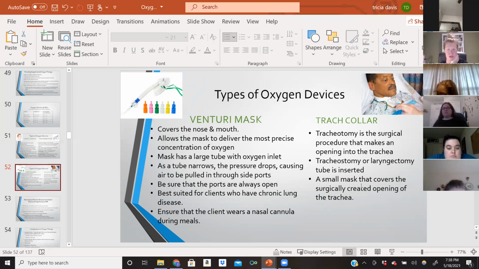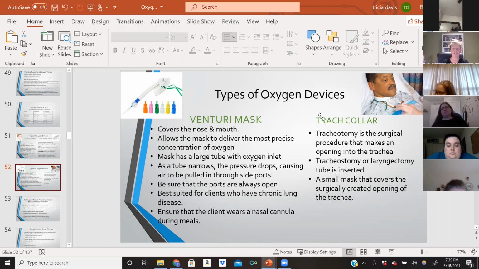It has a large tube with an oxygen inlet, which is coming off the mask there. As the tube narrows, the pressure drops, and it causes more air to be pulled in through those side ports. You want to make sure when you put this mask on that the ports are always open. Usually when you open the bag, they are open, but sometimes they're not, and it's not going to work if the ports are not open. So you always want to check that. It is best suited for patients who have chronic lung disease. And then you just have to ensure that the client wears a nasal cannula during meals because they're still going to need the oxygenation, but we want them to be able to eat too.